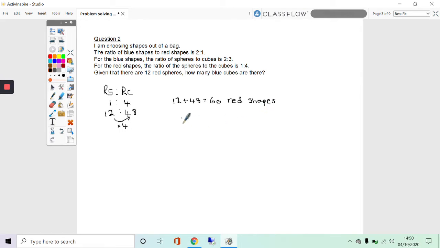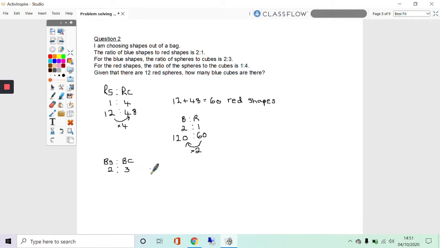Now, the ratio of blue shapes to red shapes is 2 to 1. I've worked out here that I have 60 red shapes, so I must have twice as many blue shapes. So I'm going to have 120 blue shapes. My ratio of spheres to cubes for blue, so blue spheres to blue cubes, is 2 to 3.